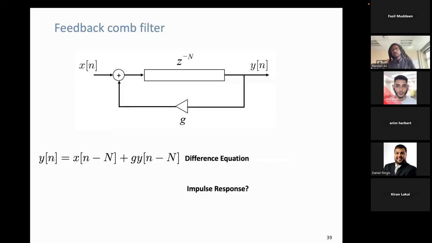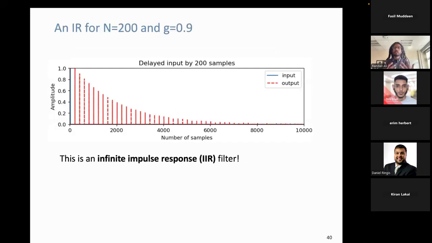The impulse response, I was actually going to leave that as an exercise for you to think about and see how that makes sense. But I'll show you what that looks like. So this is an example of what an impulse response for this type of filter now looks like. So you now have a bunch of impulses that are delayed successively, and they're decreasing in amplitude here. So here's an example for N equal to 200. I'm delaying by 200 samples, and g is equal to 0.9.